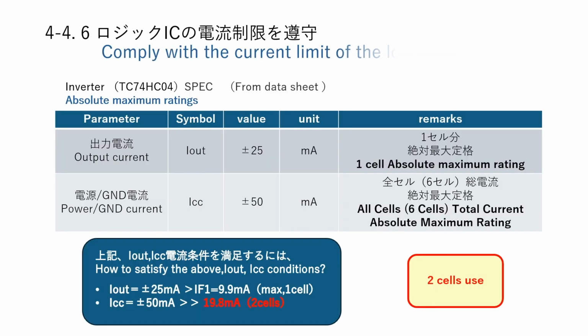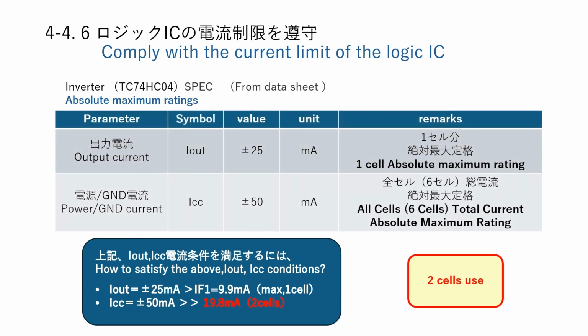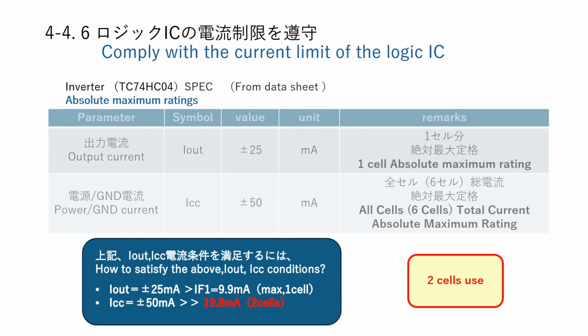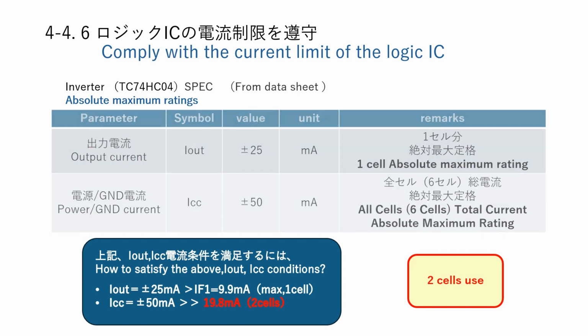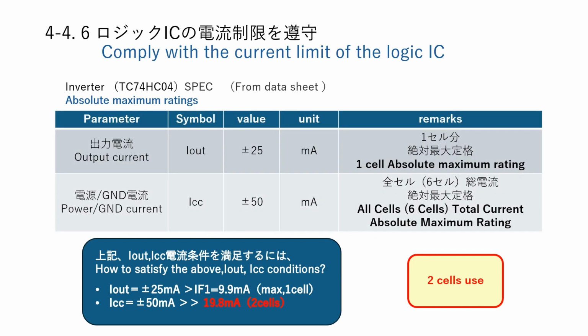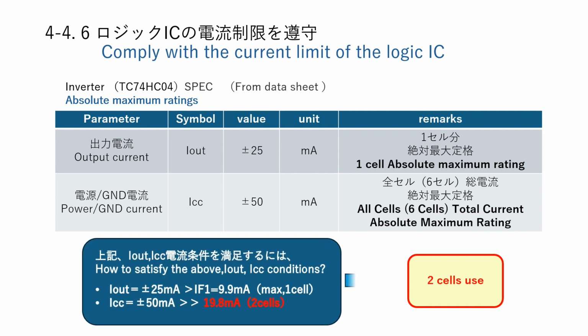4-4.6 comply with the current limit of the logic IC. Inverter, TC74HC04, spec from data sheet. Absolute maximum ratings. The output current IOUT specifications are shown in the table. The power/GND current ICC specifications are shown in the table. How to satisfy the above IOUT and ICC conditions. The formula is below. Only 2 cells are used.